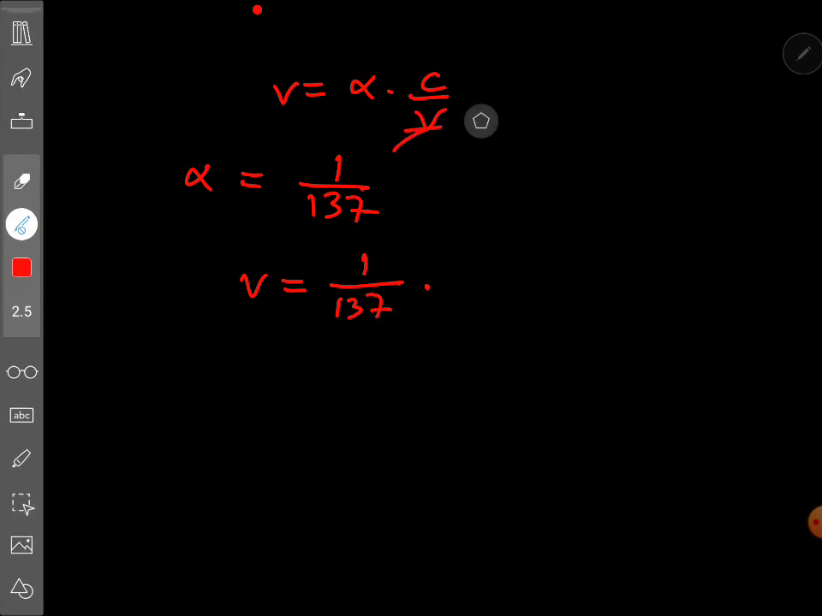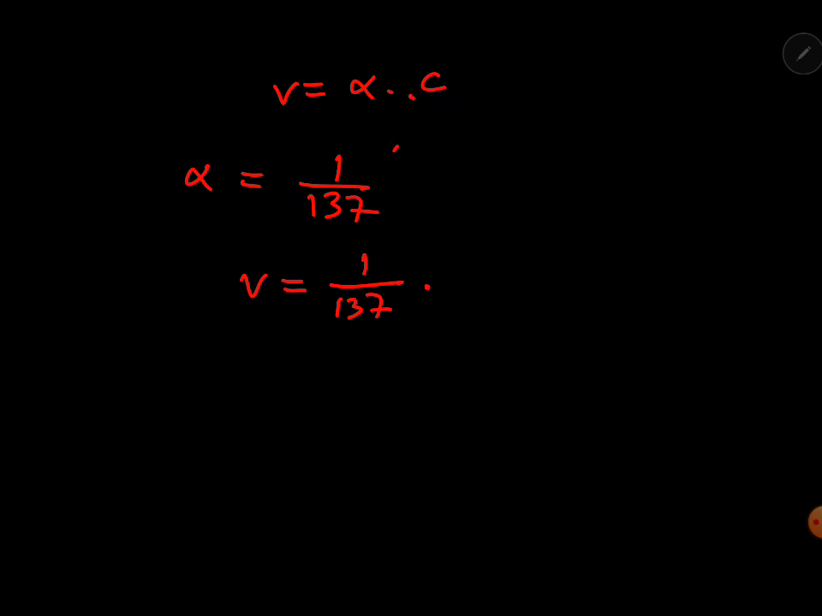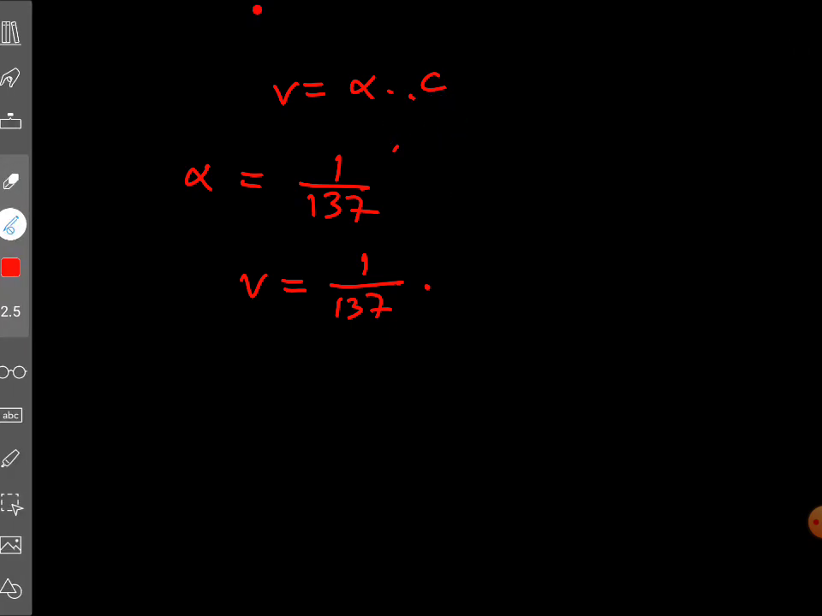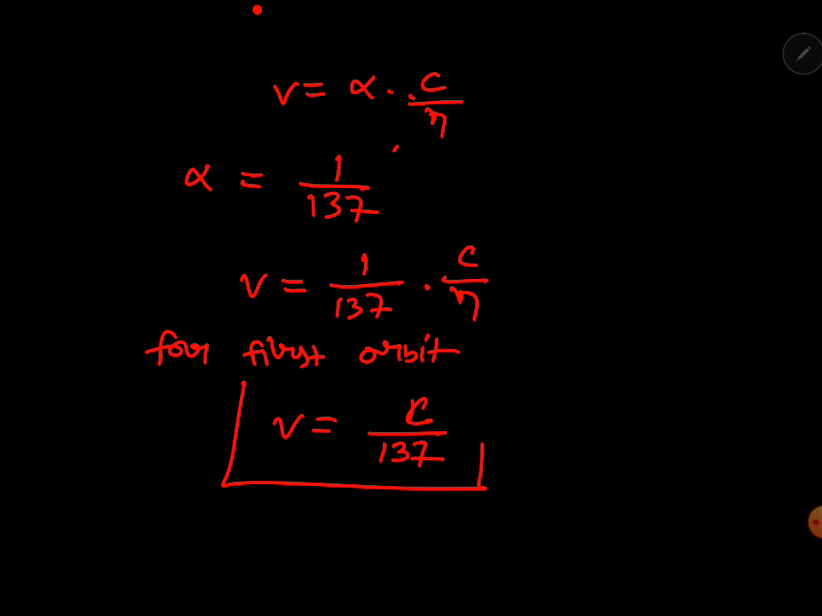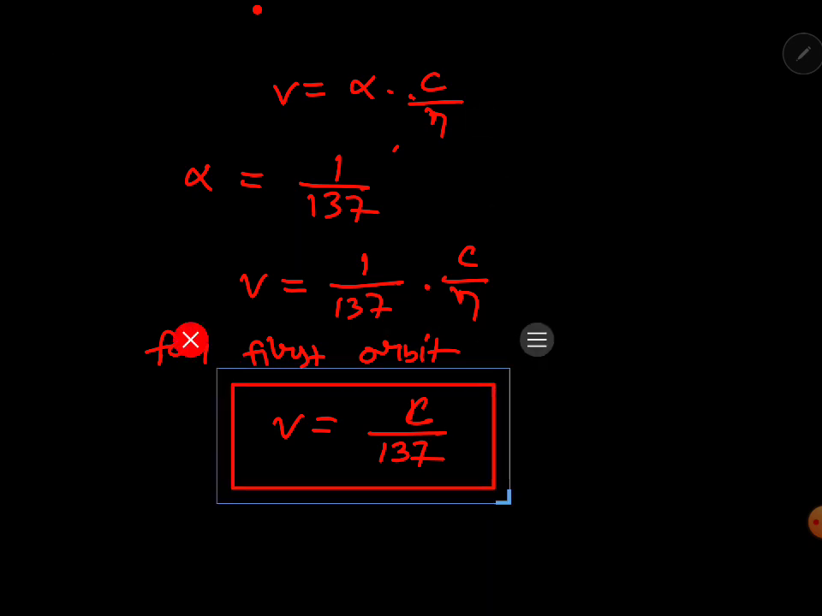This must be c upon n. So for the first orbit, the velocity of the electron will be c upon 137, which is 137 times less than the speed of light.